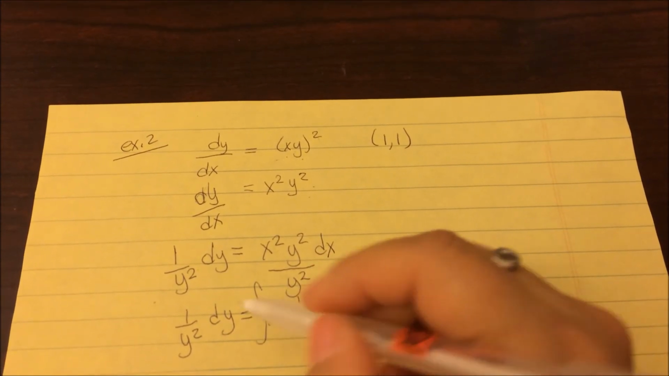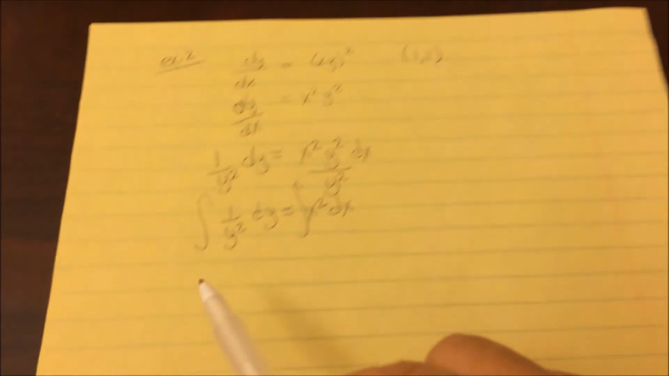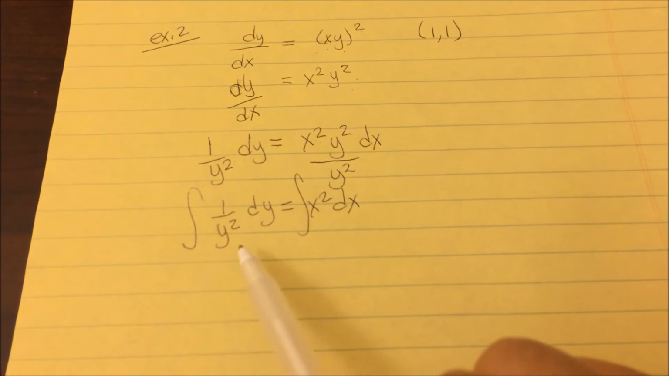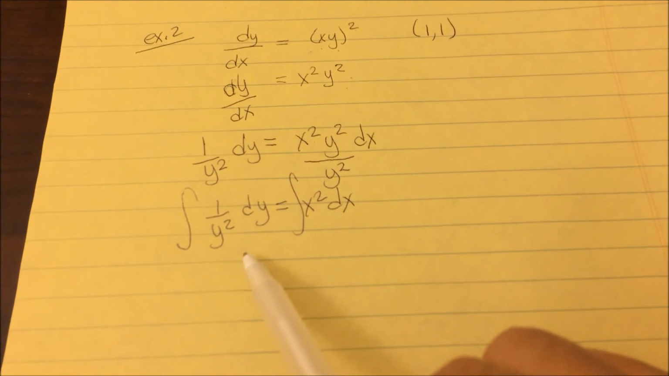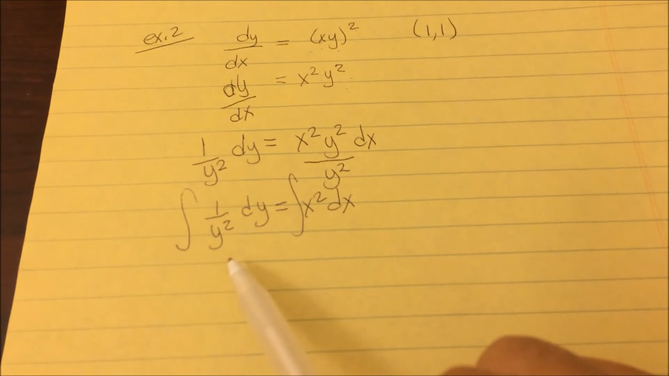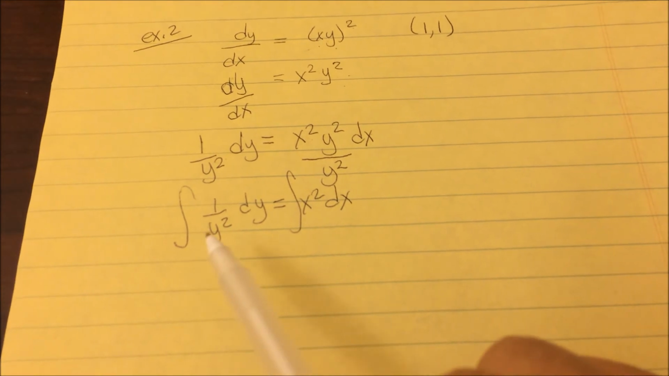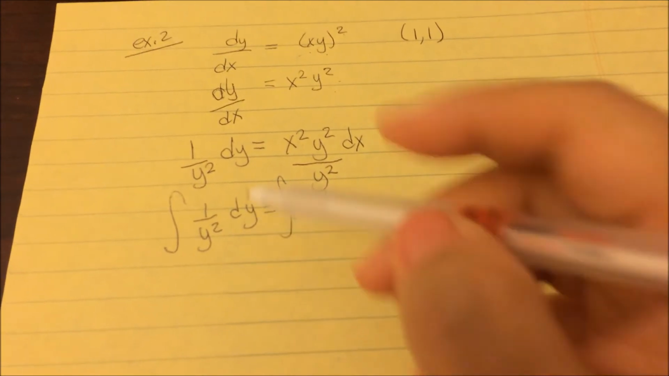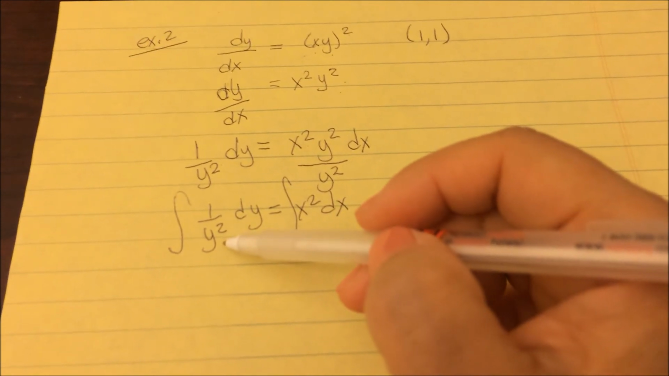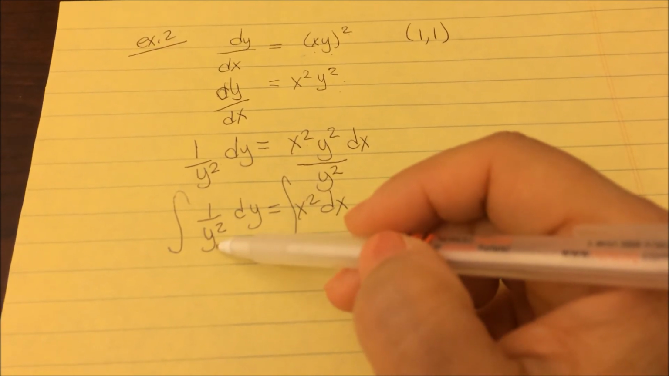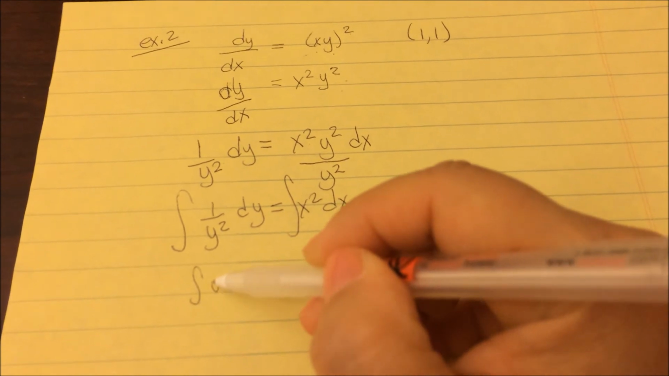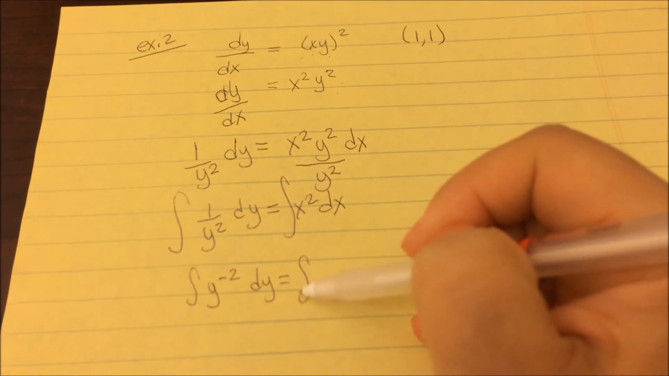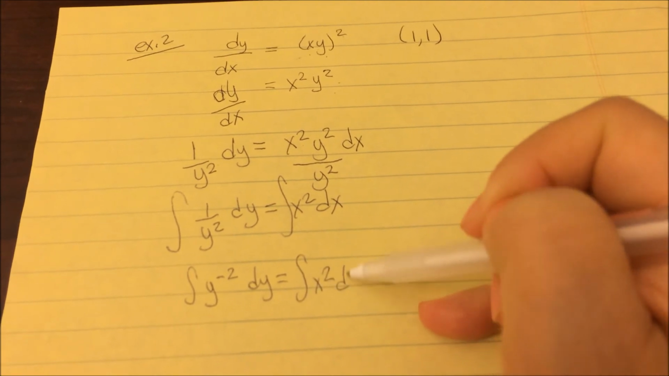Okay, now let's go ahead and take the integration of both sides. So again, when I'm taking the integration, I ask myself, is this a simple integration? If I can't do simple, can I do a u-sub? If I can't do u-sub, can I do tabular? If I can't do tabular, can I do by parts or by formula? Okay, in this case, actually, this becomes a simple integration. I can actually bring the y squared up right here, so this is going to become the integration of y to the negative 2 dy is equal to the integration of x squared dx.